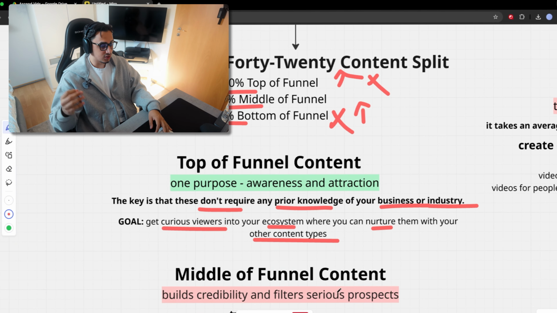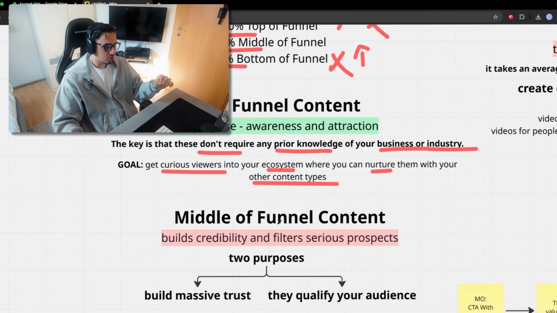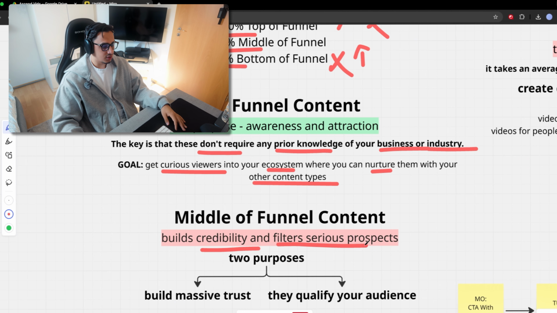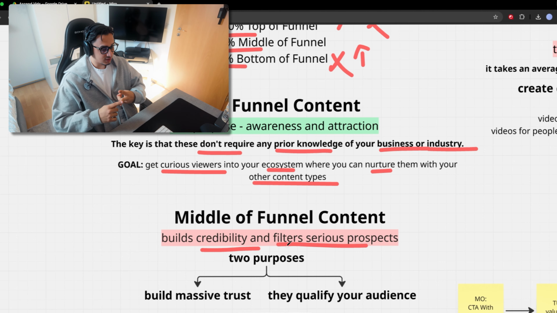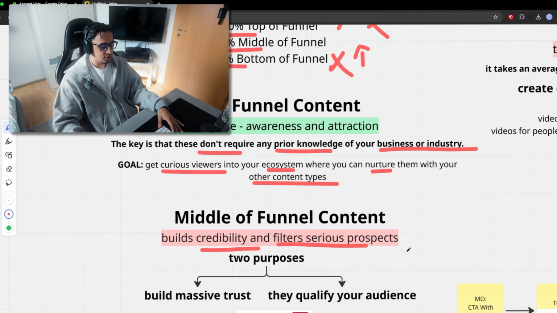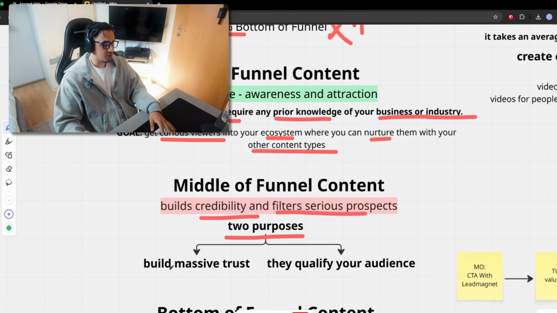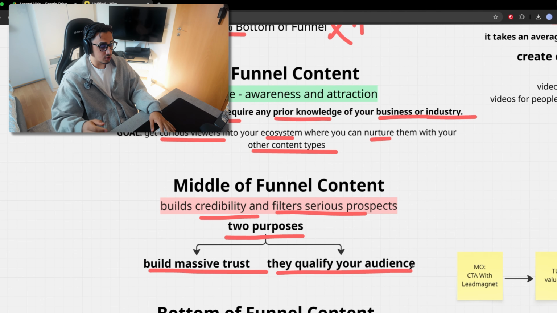The other content types are, for example, your middle of funnel content. Your middle of funnel content builds credibility and filters serious prospects. People who engage with this content are already interested in your space and want to learn more. This includes, for example, case study breakdowns, tactical deep dives, process reveals, strategy explanations, all that stuff. These videos require prior knowledge or interest in the topic. Middle of funnel content serves two purposes. They build massive trust because you're giving away valuable information for free, and second, they qualify your audience because only people who are interested in your services will actually watch a 40-minute breakdown.